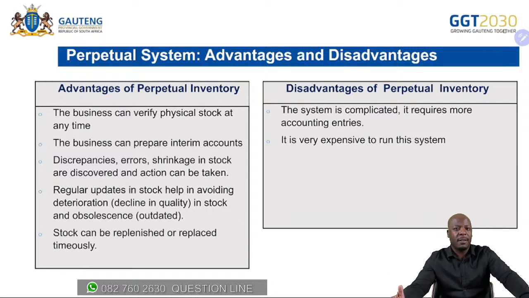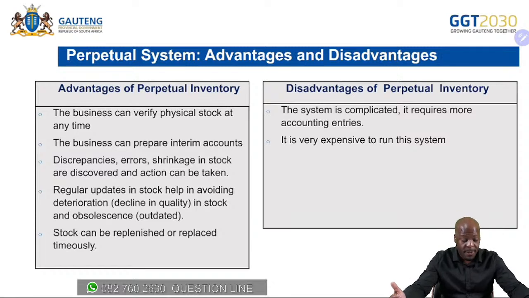This is very important, and this becomes key in your perpetual inventory system. The first advantage is that the business can verify physical stock at any given time. The next point is that businesses can prepare their interim accounts. Let's go on to the third point.